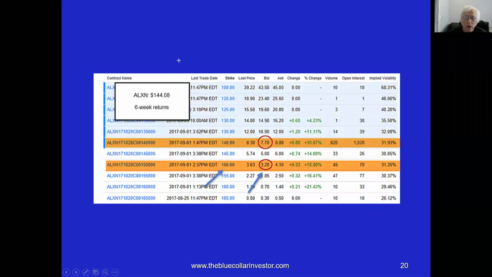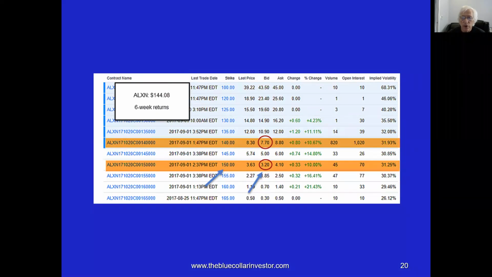Okay, so at the time that I made this screenshot, Alexion was trading at 144.08. So we're going to first show you the out of the money 150 strike over here, which generated a bid price of 3.20. You see the bid column up here? We sell at the bid, the lower. If we were to buy an option, we'd buy at the ask, the higher. But we're selling the options right now, so $3.20 is what we can generate minimum for selling that option, right?